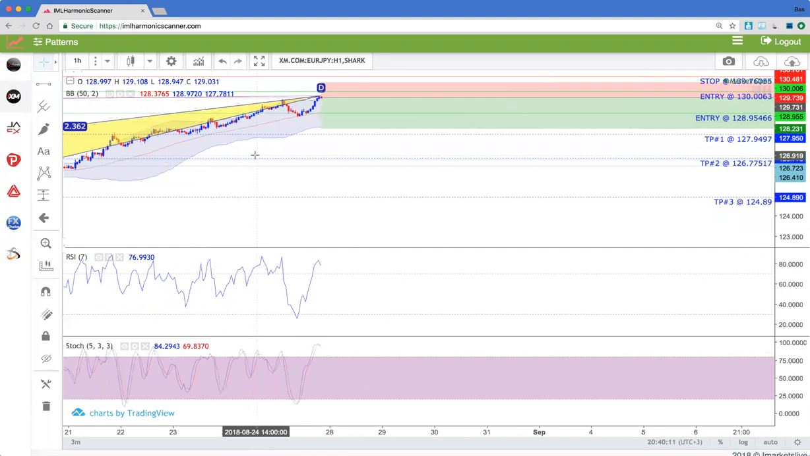The first one is that it is a harmonic pattern from the start. The second one is that it went maybe a little bit out of the Bollinger Bands, or at least it's on top of the Bollinger Bands, but it's coming back in. So that's what I really want to see.